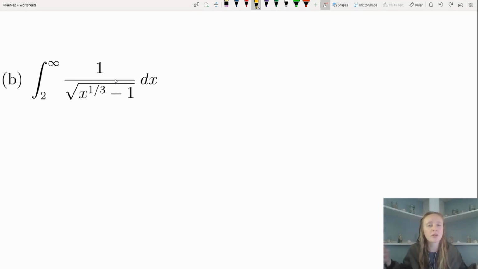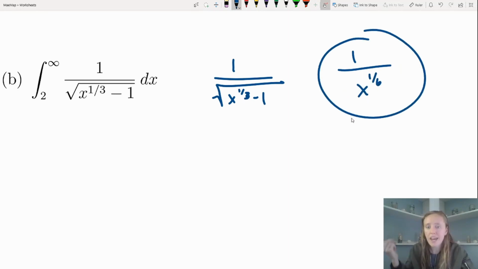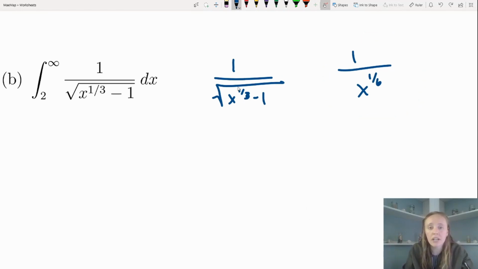Remember, all I care about is knowing whether this converges or diverges. I know that for 1 over the square root of x to the 1/3 minus 1, a good comparison would be 1 over, just looking at the highest power, this x to the 1/3 and the square root of that x to the 1/3. So that's x to the 1/3 raised to the 1/2, which simplifying down becomes x to the 1/6. Can I integrate x to the 1/6? Yeah, I totally can.